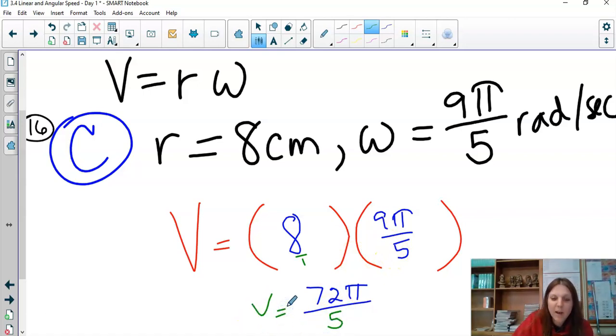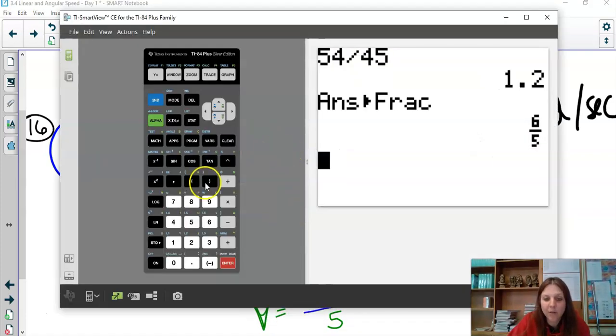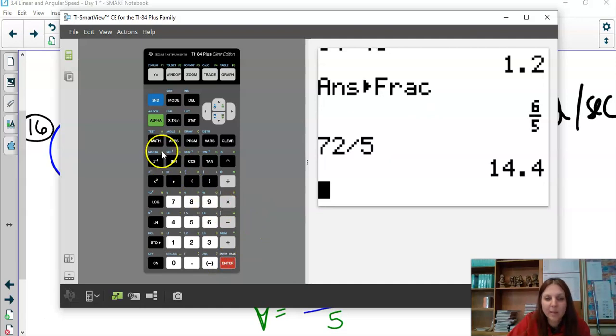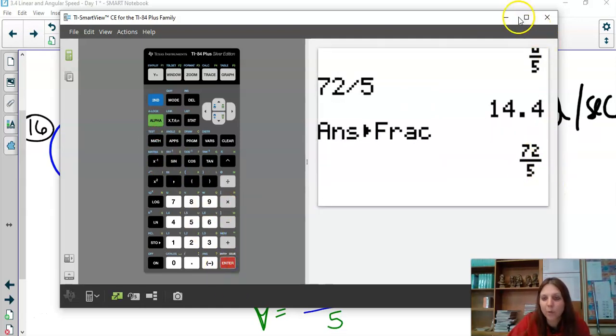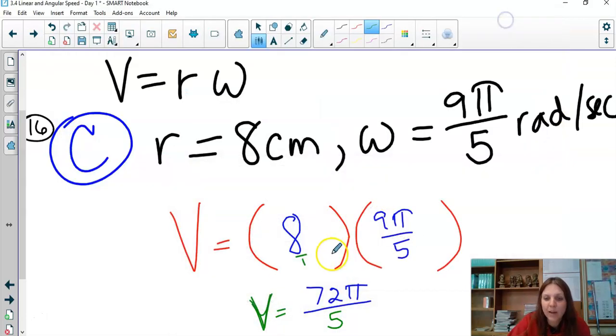Check to see if that reduces. You could try it in your calculator by taking 72. Notice how I'm not putting in the pi today. Divide by 5. You see it's a decimal. And then if I hit math, enter, enter, it's still 72 over 5. So this does not reduce any. It would just be 72 over 5. And then the book labeled this as centimeters per second.